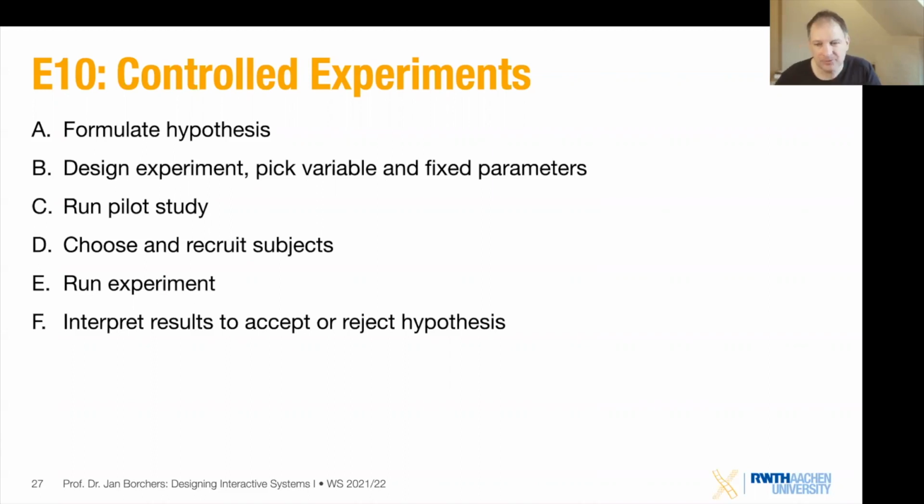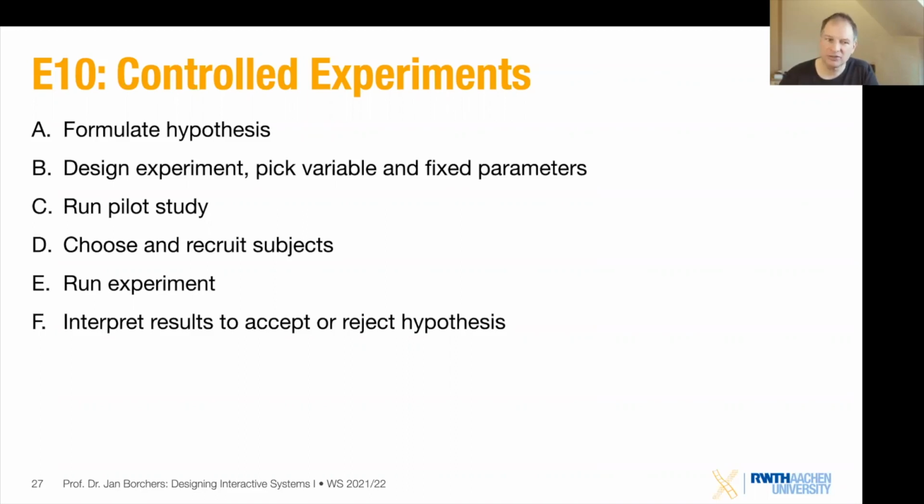So here's what we do. We formulate a hypothesis, we design an experiment, we pick the variable parameters and the fixed parameters. We run a pilot study where we're basically testing our experimental design. We debug it, and then we choose and recruit our subjects. We run our actual experiment, that's when it's happening, and then we interpret and discuss the results to accept or reject a hypothesis that we've identified.